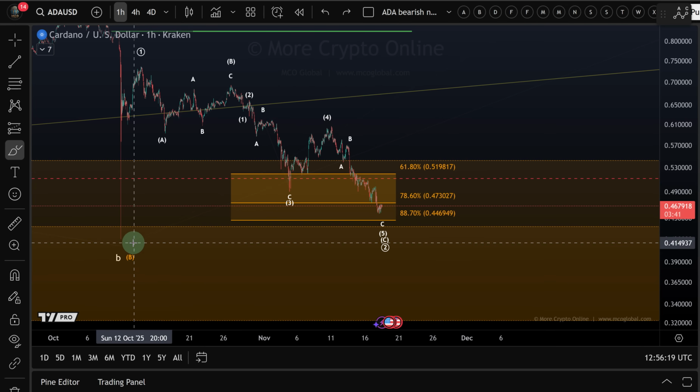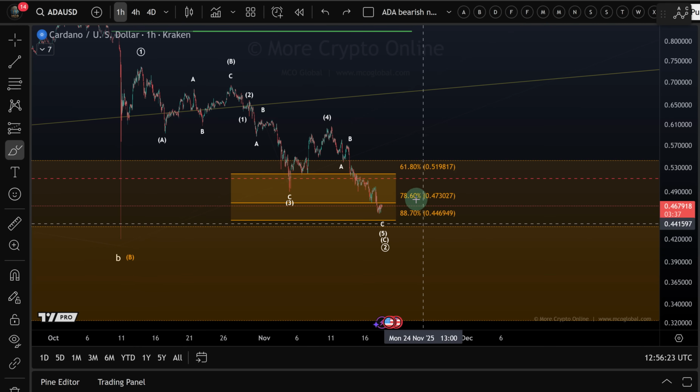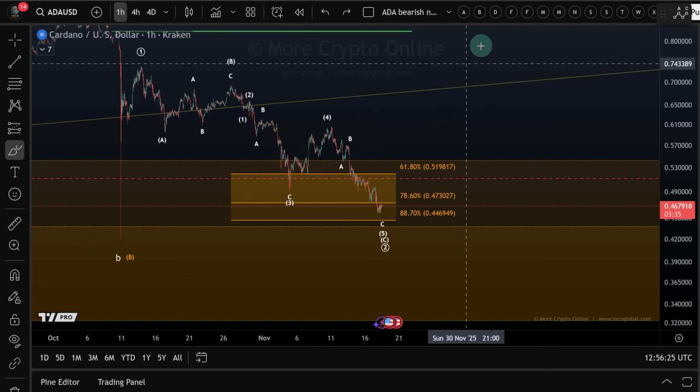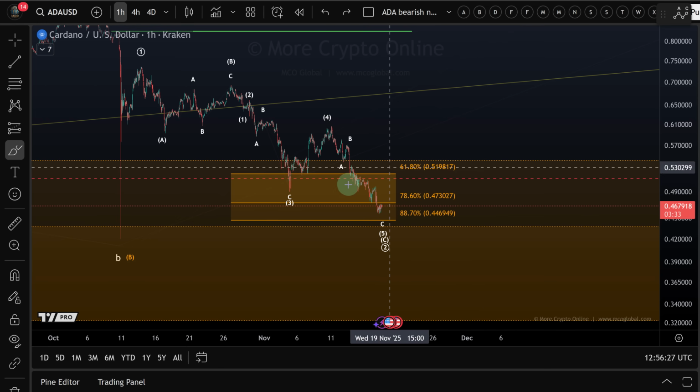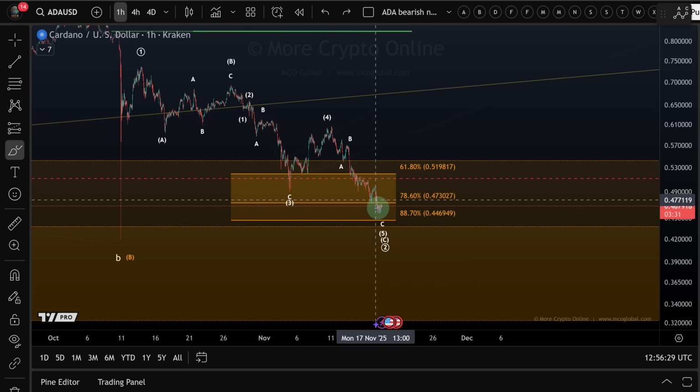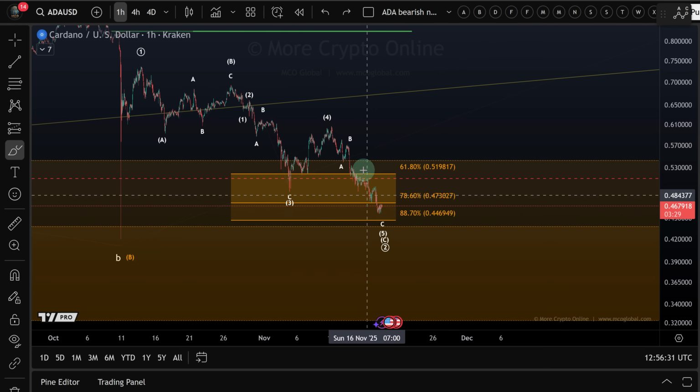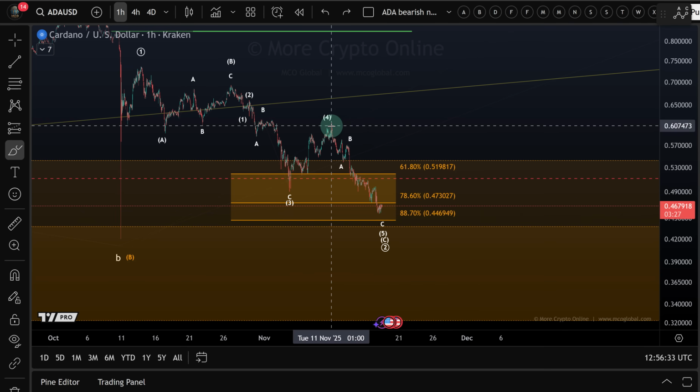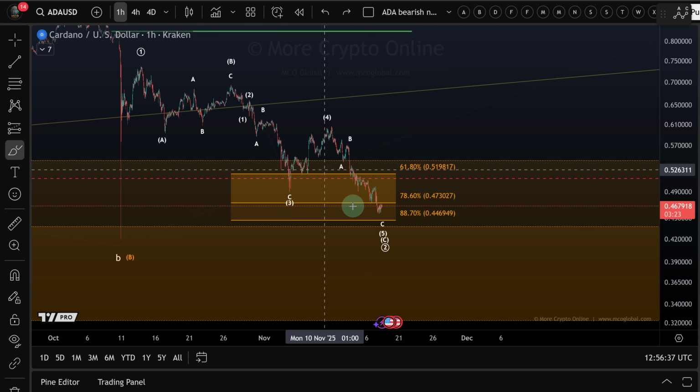We had to wait after the 10th of October for some structure to emerge, and then for this correction to finish, to be able to measure price targets to the upside. But at the moment, we're still trending down. So as I said before, we would need minimally a break above the wave 4 high here around 60.7 cents for an indication that a low is in.